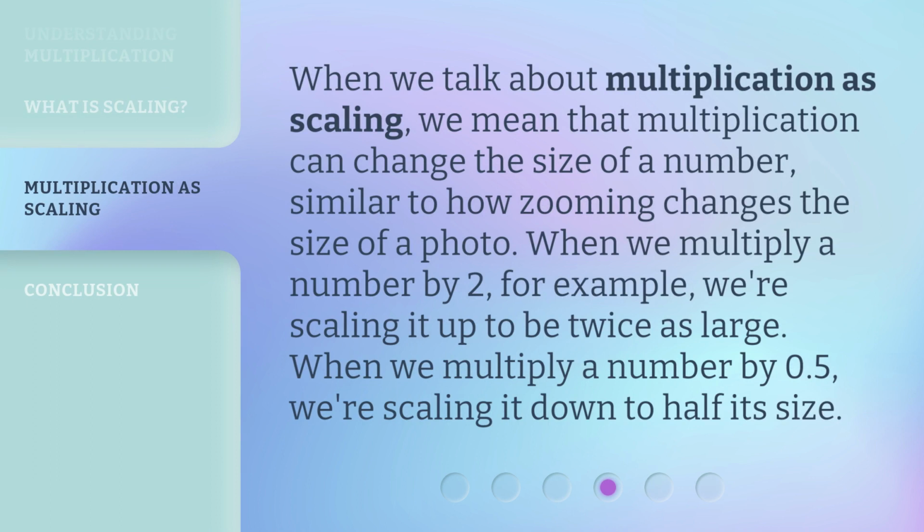When we talk about multiplication as scaling, we mean that multiplication can change the size of a number, similar to how zooming changes the size of a photo. When we multiply a number by 2, for example, we're scaling it up to be twice as large. When we multiply a number by 0.5, we're scaling it down to half its size.